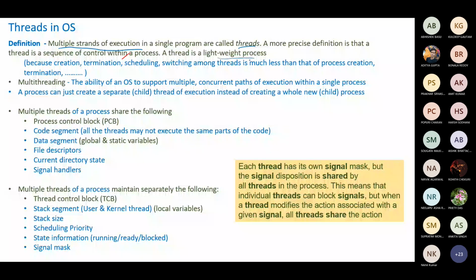Creation, termination, scheduling, and switching among threads take much less than for a process. So why is it lightweight? Because in all these aspects, maintaining a thread is of less overhead compared to maintaining a process. And multi-threading is the ability of the operating system to support multiple concurrent paths of execution within a single process.